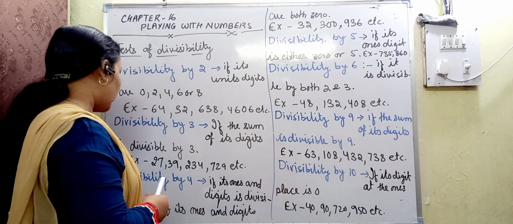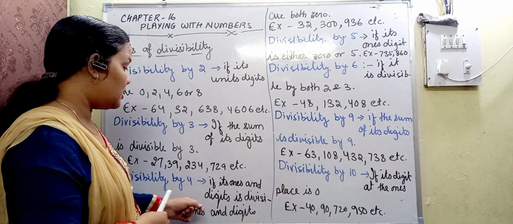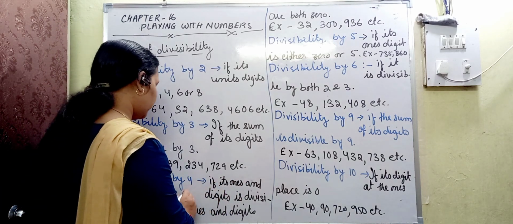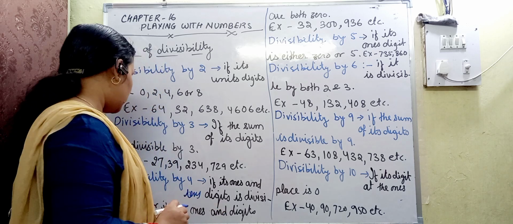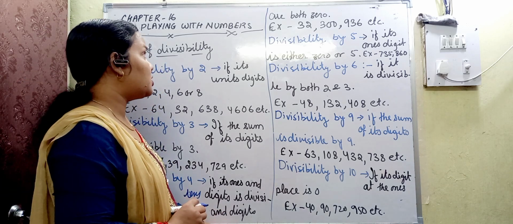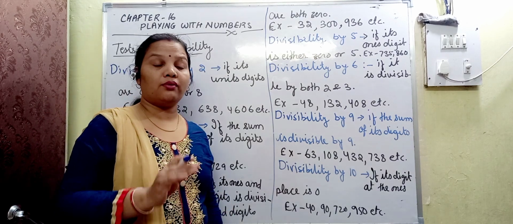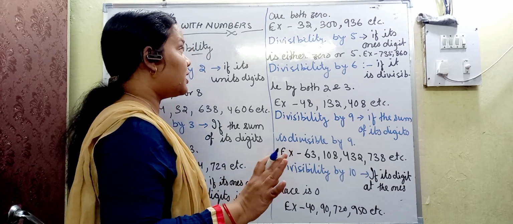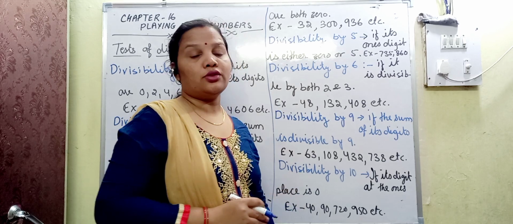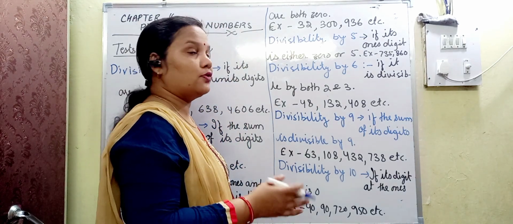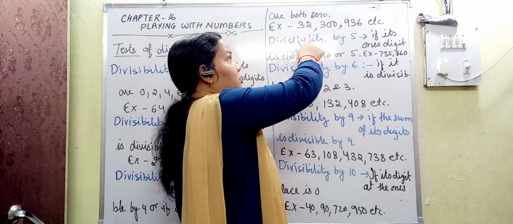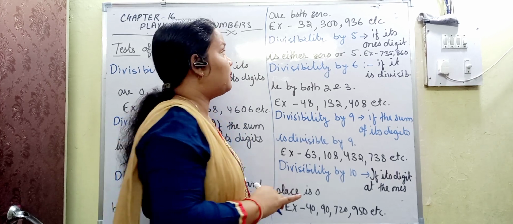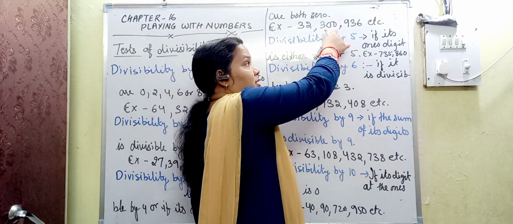Now next is what? Next is divisibility by 4. This is also easy. If the number formed by its ones and tens place digits is divisible by 4, or if the ones and tens place digits are both 0, then we can say that yes, it is divisible by 4. Here I have taken 32. 32 is divisible by 4. You can easily find out, because we only have to check the units and tens place number. So if that number is divisible by 4, then the whole number is divisible by 4. Or the units and tens place digits are both 0.